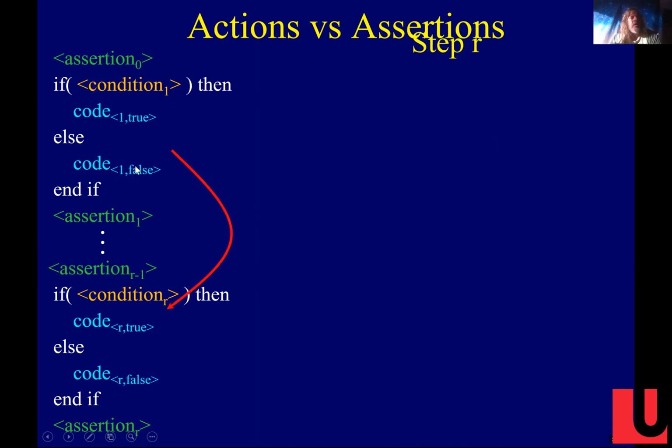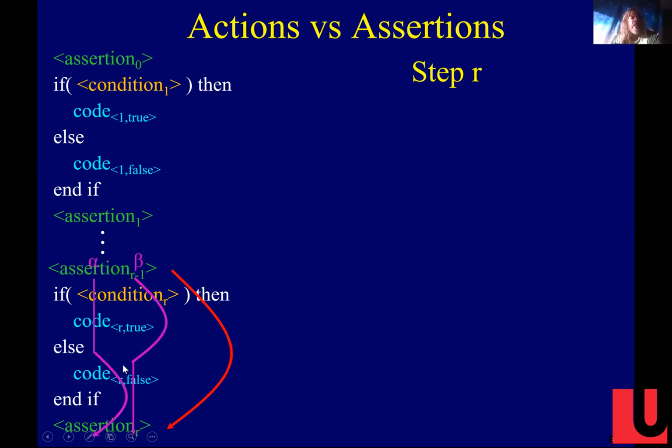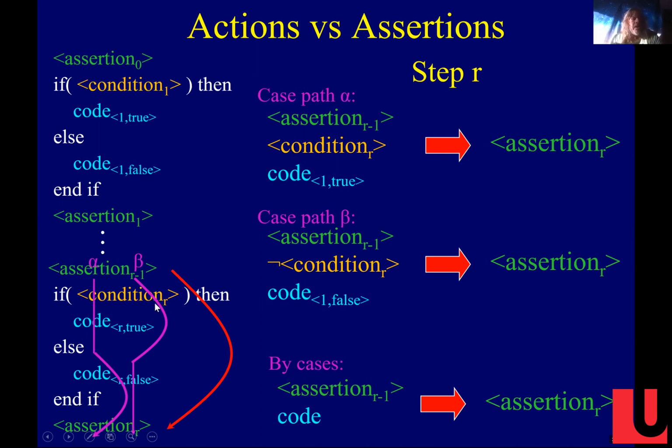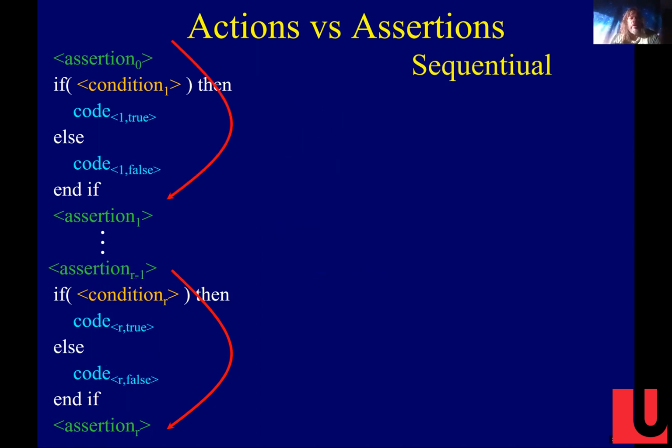And then we do the second if and the third if. When we get down to the last if, again, there are 2 cases. We do the 2 cases, the first path and the second path. And again, we can conclude that if assertion R minus 1 is true, then when we get to assertion R, it will be true. Does that make sense?